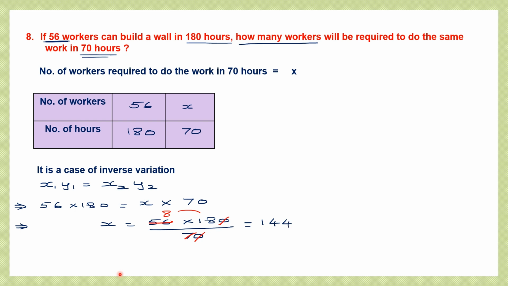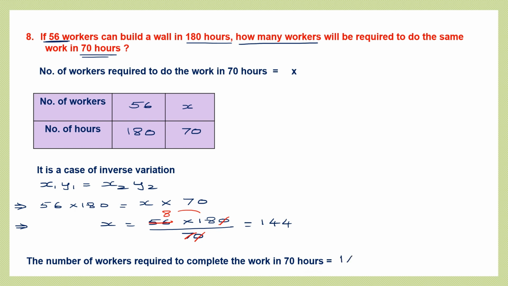So what have we found? We have found the value of x. And what is x? It's the number of workers required to do the work in 70 hours. And that's 144. That means here also it's 144. So can you see, when the hours were decreased, the number of workers has increased to 144 workers. Only then can the work get over in 70 hours. So the number of workers required to complete the work in 70 hours is 144. So this is our answer.